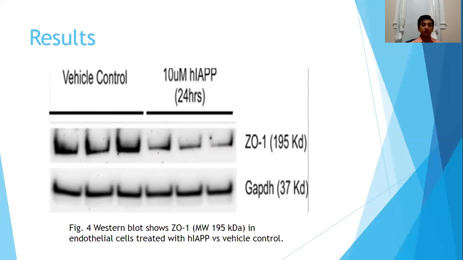Now, to get on to the results from the Western blot, as you can see in the vehicle control, compared to the HIAPP treated endothelial cells, the ZO1 tight junction protein showed significant reduction in both size and integrity. In this case, GAPDH was used as a loading control as well, and it was not affected for both the vehicle control and the HIAPP treated endothelial cells. So we can say that the results were verified by this loading control because it was not affected by either treatment.